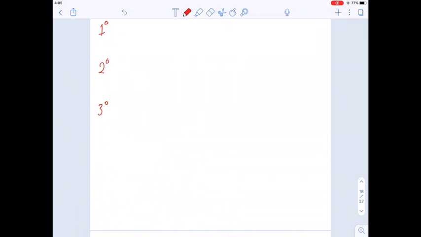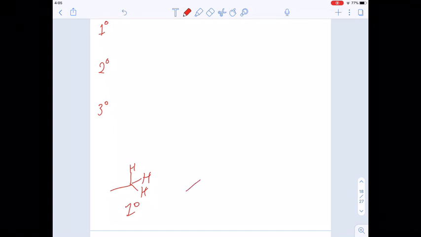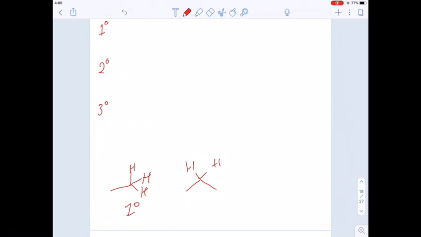So primary, secondary, tertiary. So how many H's are primary? Really quick review on what makes a primary, secondary, or tertiary H. So a primary H is basically just a terminal carbon. The H is on a terminal carbon. So these are all primary.